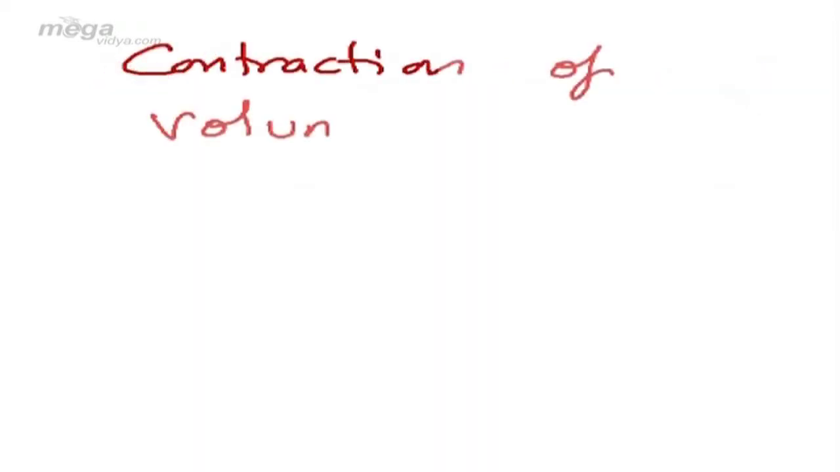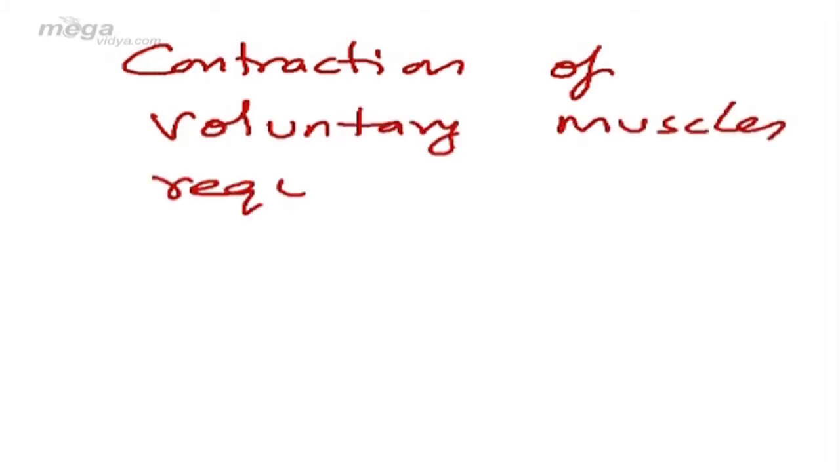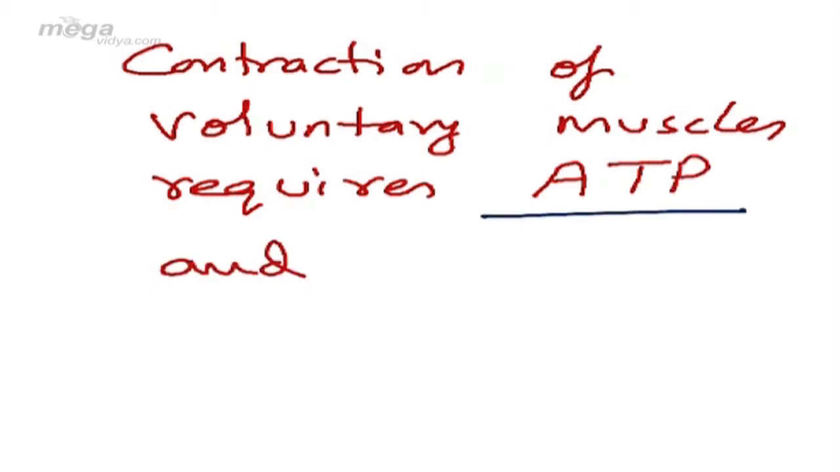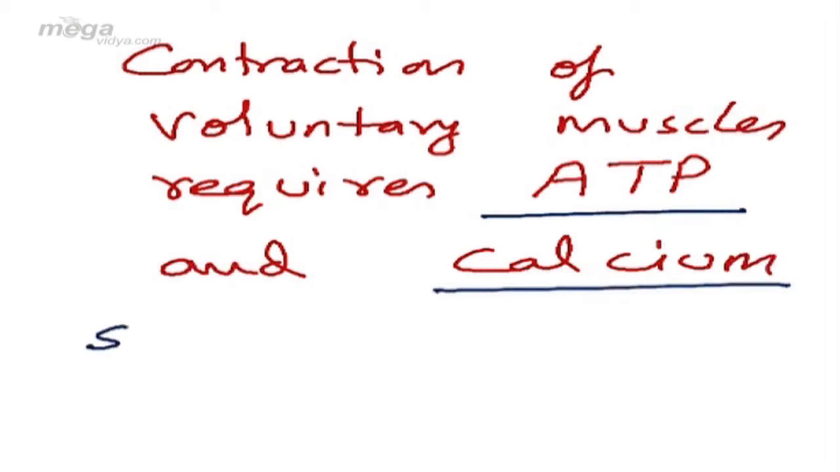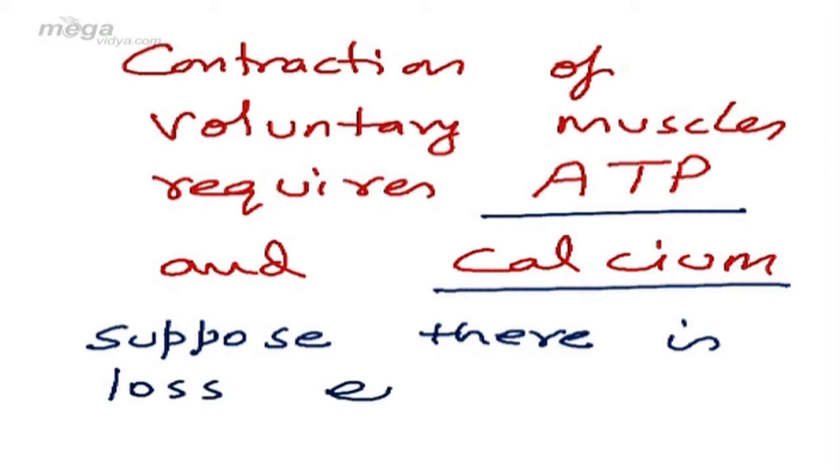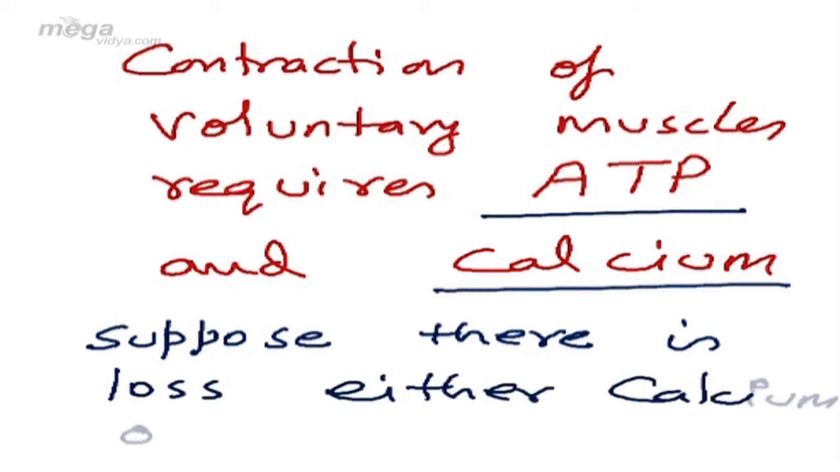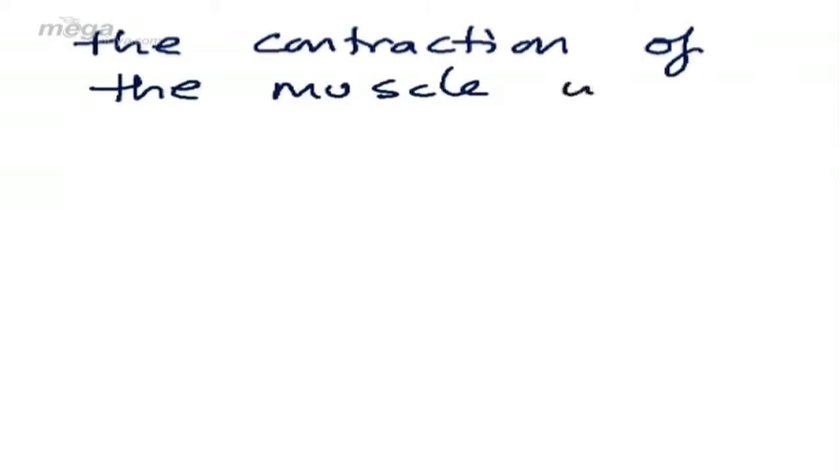Contraction of voluntary muscles requires an energy source, which is ATP, and an ion, which is calcium. Suppose there is loss of either calcium or ATP, then the contraction of the muscle will not occur.